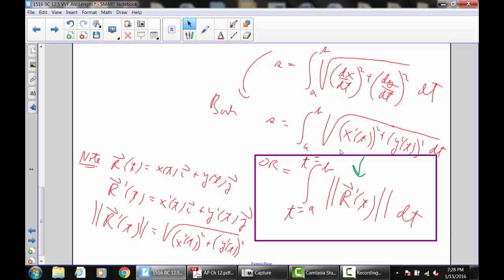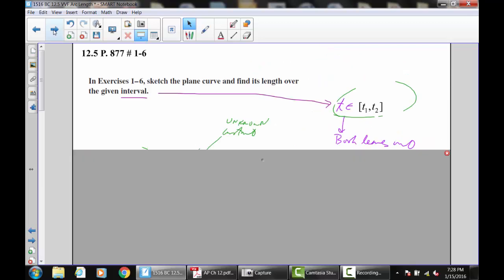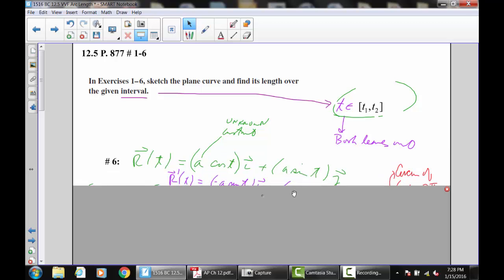Okay, so this is me explaining that whole thing as to why that's equal to that. The only problems in 12.5 that you're responsible for are numbers 1 through 6. So we're going to do one of them. And the question is to ask you to sketch the plane curve and, more importantly, find its length over the given interval. Now, they just say over the given interval, and they give you an interval. Would have been nice if they'd have told you that that interval is a t interval, not an x interval, or a y interval for that matter. Okay, so here's the first example, number 6. You have r of t equals a times cosine of t i plus a times sine of t j.